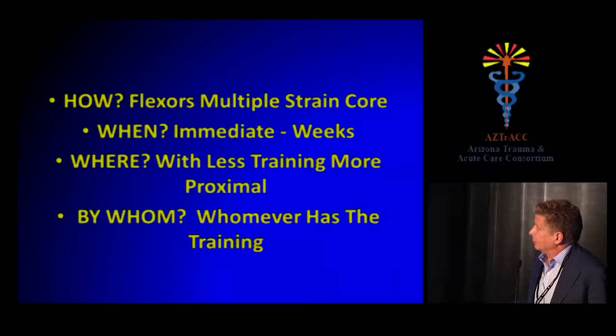And that's just what I told you. So, where are we? Flexor tendons, should we be using multiple strands at the core? I'm not convinced that it shows any difference. Where, immediate to the first couple of weeks, when and where, with less training, you do it more proximal, okay?